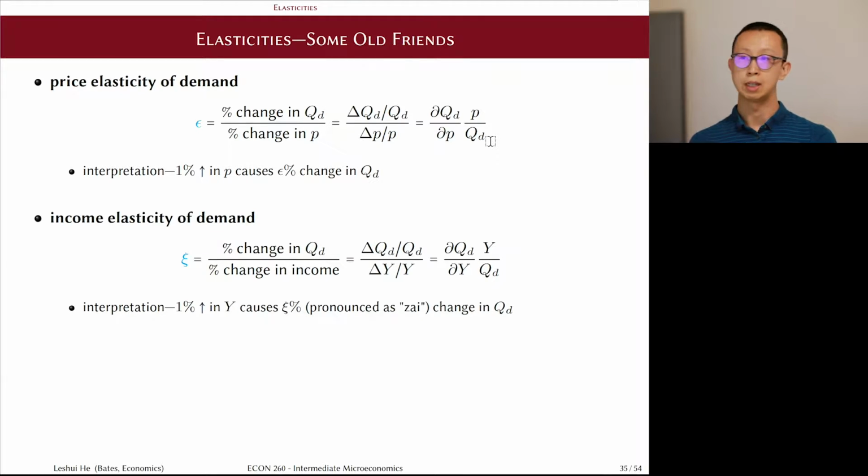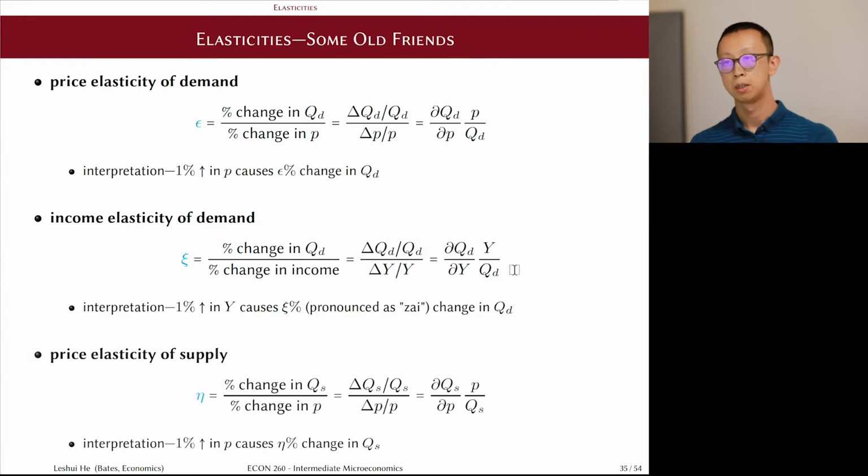Similarly, we can calculate income elasticity of demand. This is also an important concept, where we measure how many percent demand will increase if there's a 1% increase in consumers' income level. We can calculate this expression similarly, which is just a derivative multiplied by the ratio between y to quantity demanded. In addition, as opposed to demand, we can think about the supply side as well.